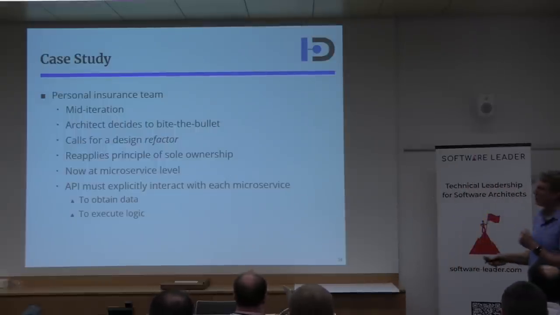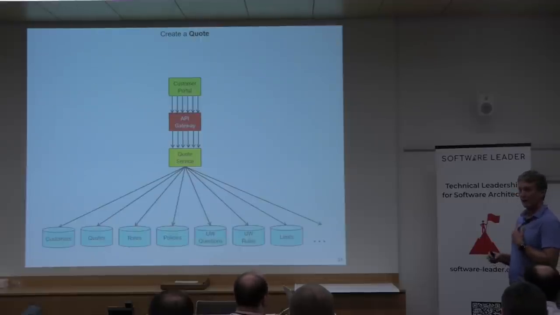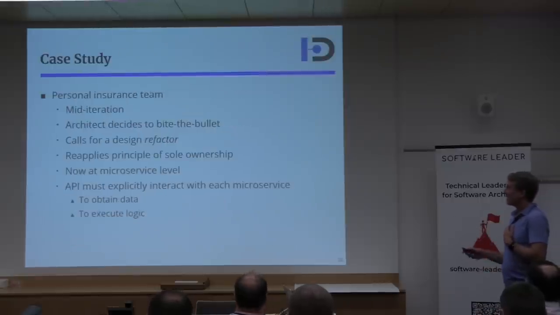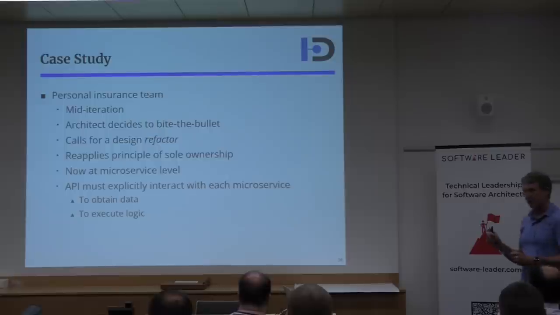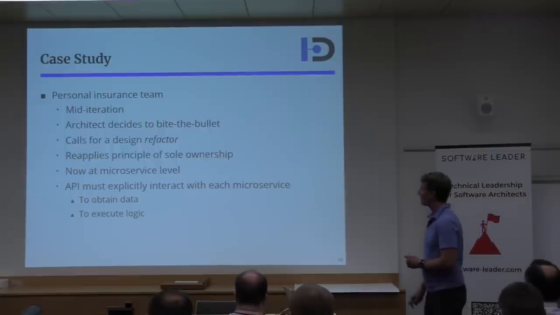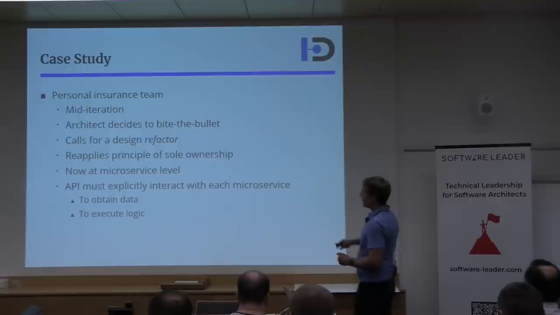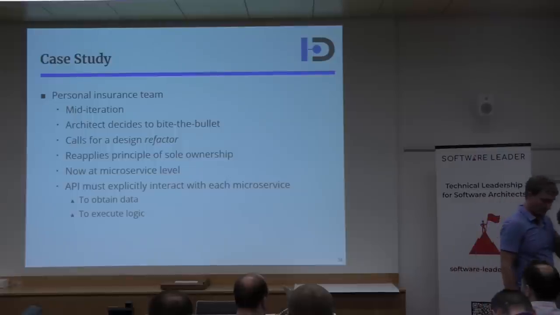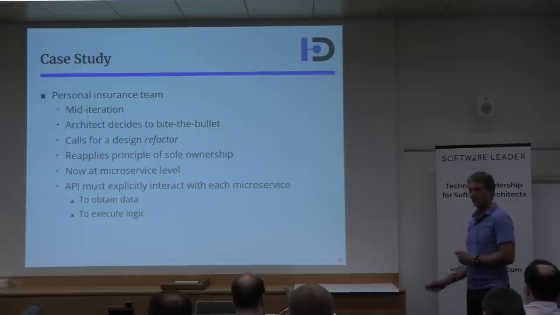So he recognizes this. Meanwhile, the rest of the teams, as far as I know from historical evidence and firsthand experience, kept on cruising through this, right? So the other teams are just cranking away. Personal insurance team, George, actually changes his mind. So now they're going to redouble down on this and then declare that the gateway has to go back to interacting with each appropriate domain service, both for the data and for the logic.